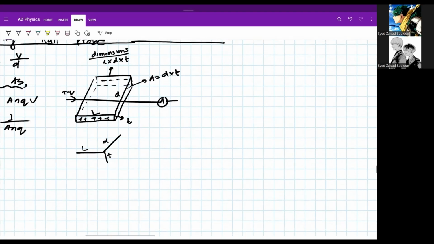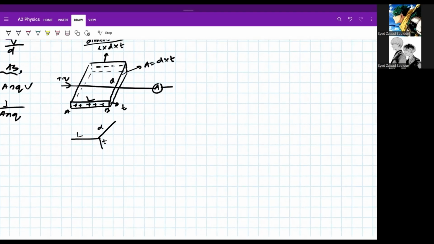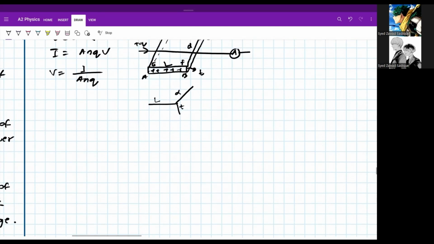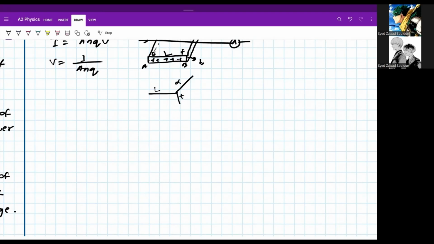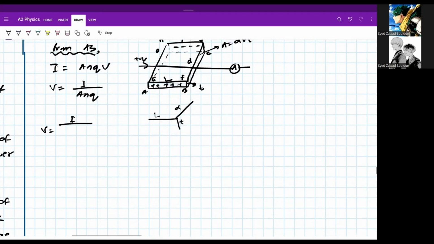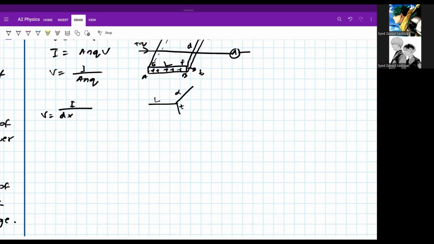Let's label it A, B, F, E, C, D, G, H. So these are the dimensions of the Hall voltage. We know that v is equal to I by nAQ, where A is the area. So current divided by, instead of A, we can write D into T, so n, D, T, Q. N is number of charge carriers, and Q is charge on each charge carrier.